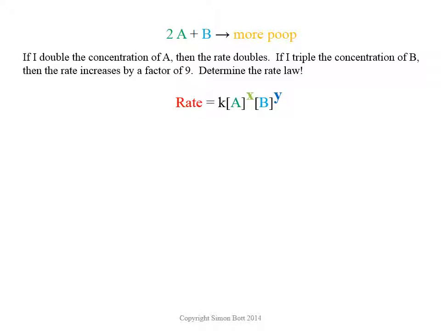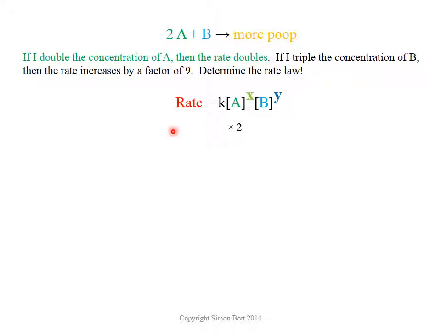Rate is k times A to the power of x times B to the power of y. Okay, nice general rate law associated with the reaction between A and B. Got it? What we've got to do is figure out x, and we've got to figure out y. Well, let's start off here with the concentration of A part, the bit in green.